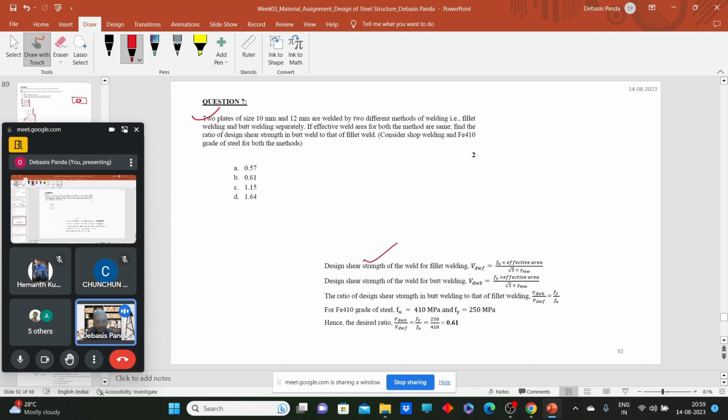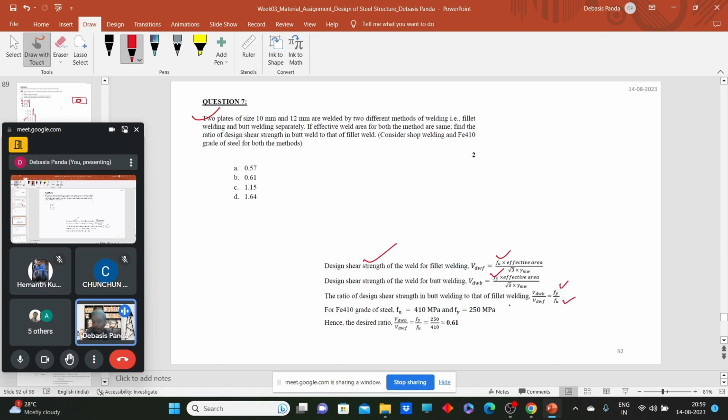So design shear strength of the fillet weld, what will that be? Fu into effective area by root 3 into gamma mw. Now design shear strength of the butt weld, Fy. That is the basic difference. I have already discussed the mode of failure for the fillet weld is governed by rupture, and the mode of failure of the butt weld: think about it, in a butt weld you make a solid plate, so it will be governed by the yielding part. So the ratio will be Fy by Fu.